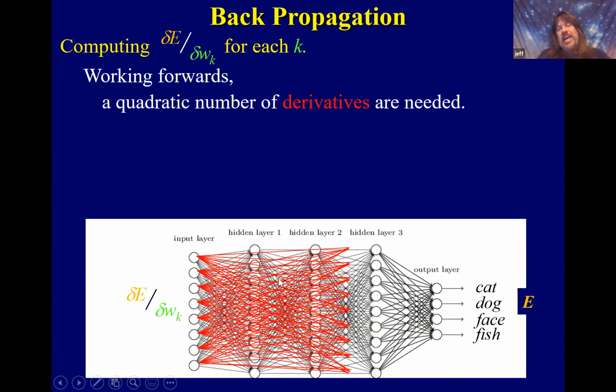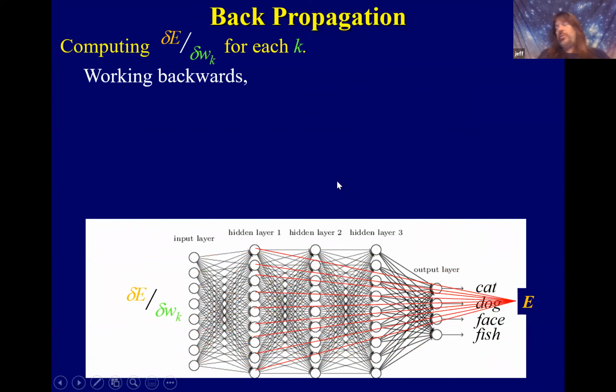In math terms, let's say it's quadratic number of derivatives, right? It's n times n squared derivatives. That's too expensive, so instead, we're going to come backwards. Why do we do back propagation? It's because there's only one output. For each number here, we can calculate if we change this slightly, how does it affect the error? And now there are fewer derivatives that we have to take.